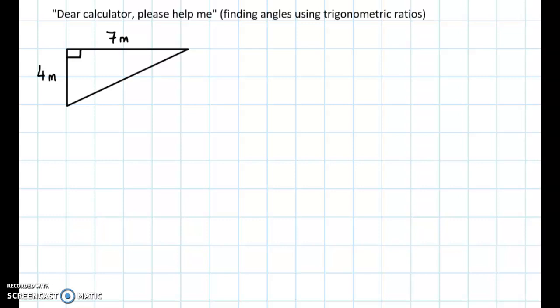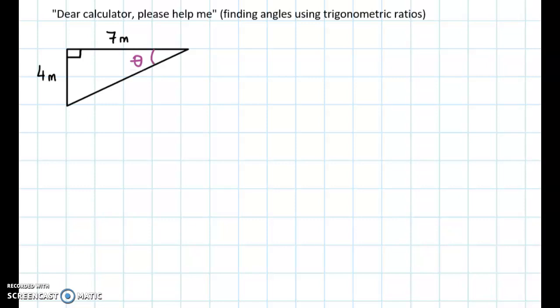Let's say we have a right angle triangle and we know the length of the legs. One of the legs is 4 meters and the other one is 7 meters. And let's say we would like to find the measure of one of the angles. And of course, if we find the measure of one of the angles, then we can very easily find the other one because we know that the sum is 180 degrees.